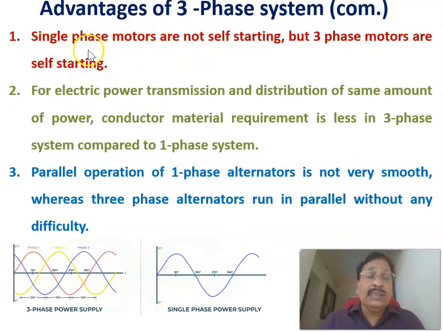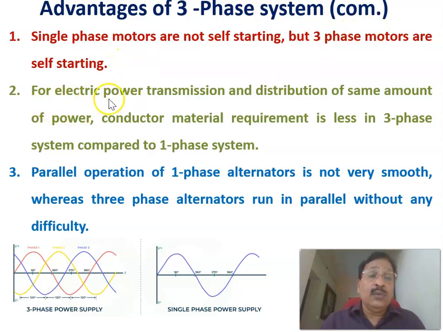Now, continuing the advantages, single-phase motors are not self-starting, but three-phase motors are self-starting. Therefore, we have to provide a separate starting element, such as a capacitor added in the winding. Because in a single-phase motor, there is only a pulsating magnetic field, but in a three-phase motor, there is a rotating magnetic field that will produce the torque. Therefore, in order to produce the starting torque, a capacitor has to be connected in the case of single-phase motors. That is why single-phase motors are not self-starting, but three-phase motors are. It's an advantage of the three-phase system.